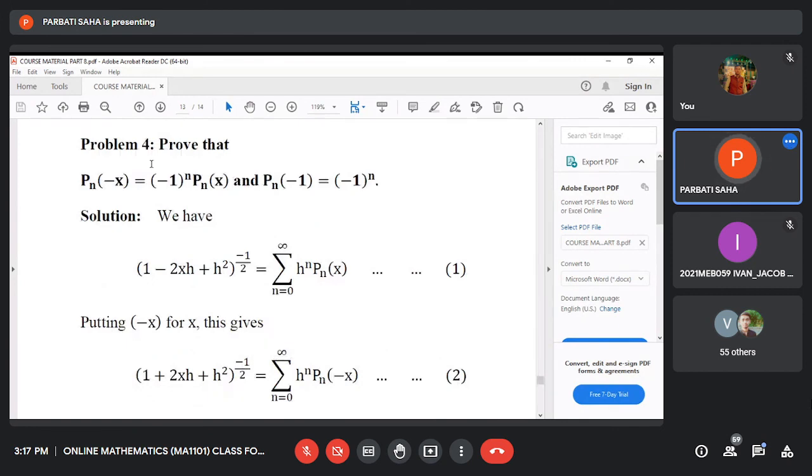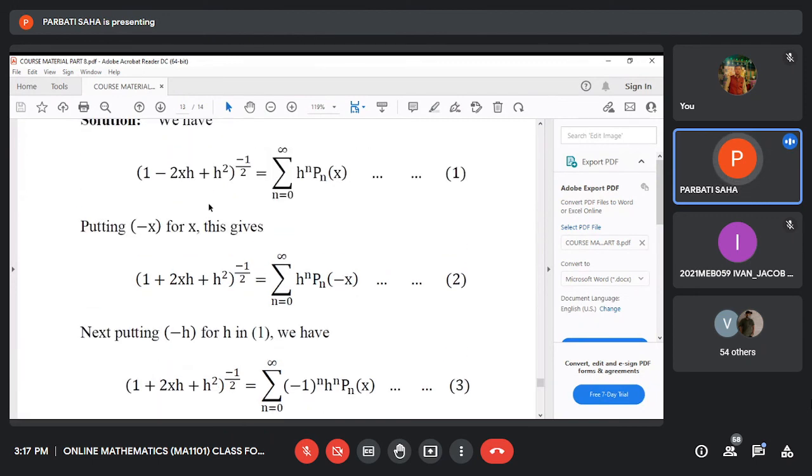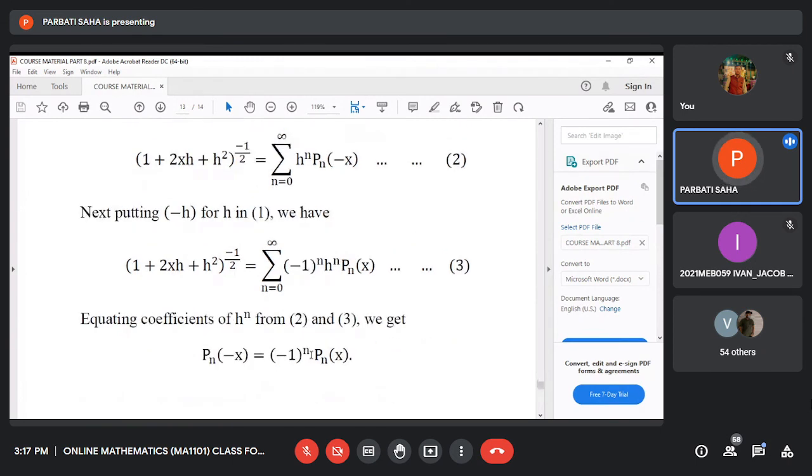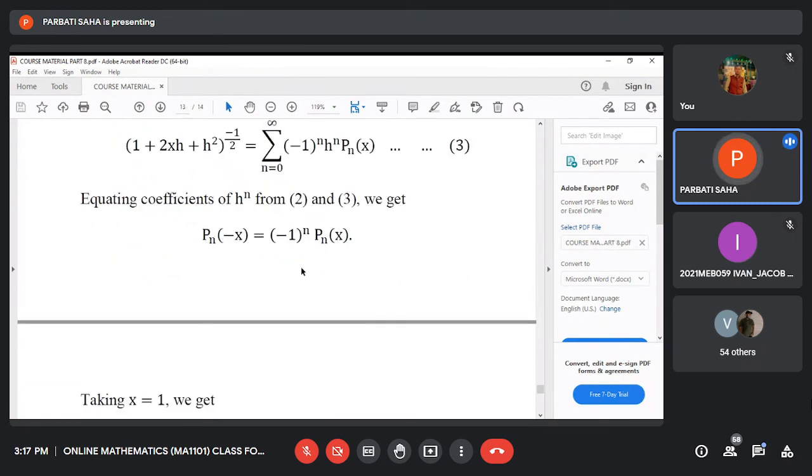Another: to prove that P_n(-x) equals (-1)^n P_n(x), we again start with the generating series. If you replace x by minus x, then you will get this. If you put h equals minus h, then you will get this. And then equate coefficients of h to the power n from 2 and 3, and you will obtain this. From 2 the coefficient of h to the power n is P_n(-x), and in 3 the coefficient of h to the power n is (-1)^n P_n(x). Okay, then it is proved.